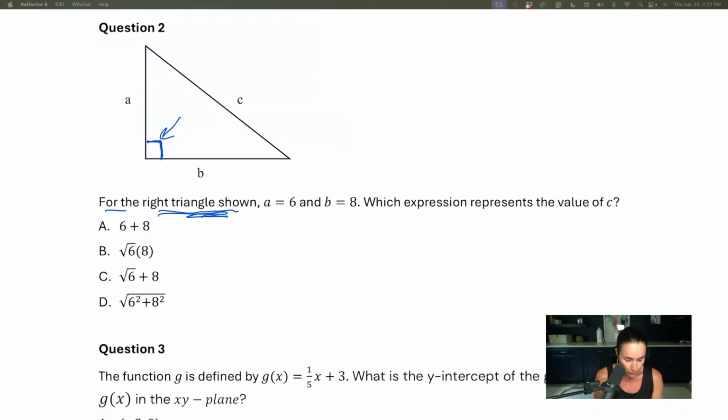And it says for the right triangle shown, A equals 6. So we're going to do that. And B equals 8. Okay. I can see I have a right triangle. I have A, B, and C looking like Pythagorean theorem. Which expression represents the value of C?